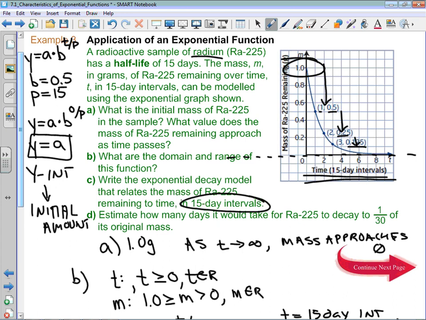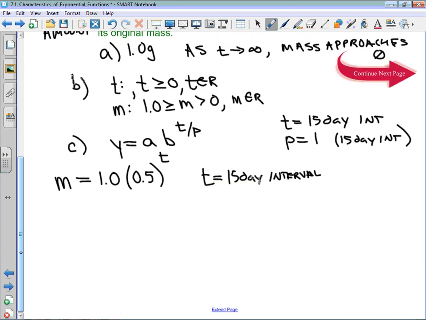Okay, the only other one that I want to do here, because I think it is important, and we'll see this later on, is that I could also write this as m is equal to 1.0 times 0.5 to the power of t over 15. But in that red equation, t would be equal to 1-day intervals. And both of these equations have their own advantages. The one in black is a little bit easier to deal with, mathematically or mentally, I suppose.